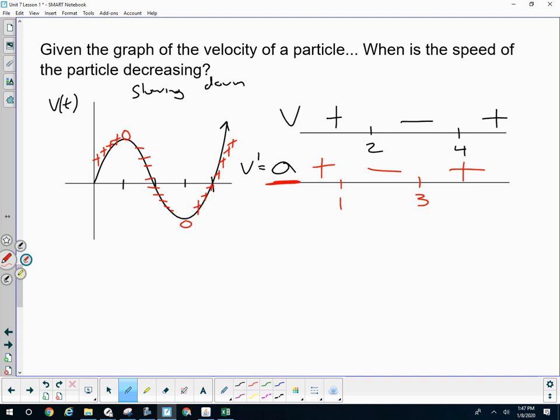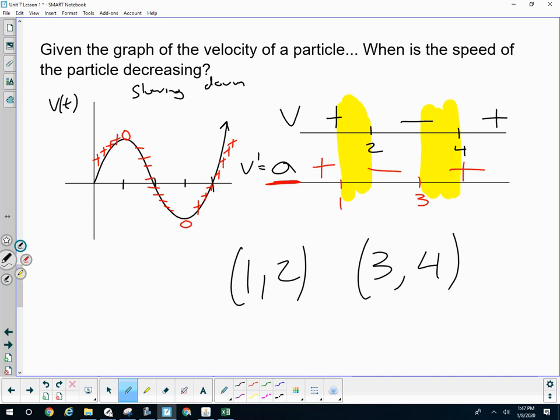Please make sure your sign analysis is the same as mine. And then, after that, check your answers with the neighbor. You're doing speeding up. And you're missing something if you're speeding up. When velocity and acceleration are in opposite directions, opposite signs, that is from 1 to 2, and then 3 to 4.